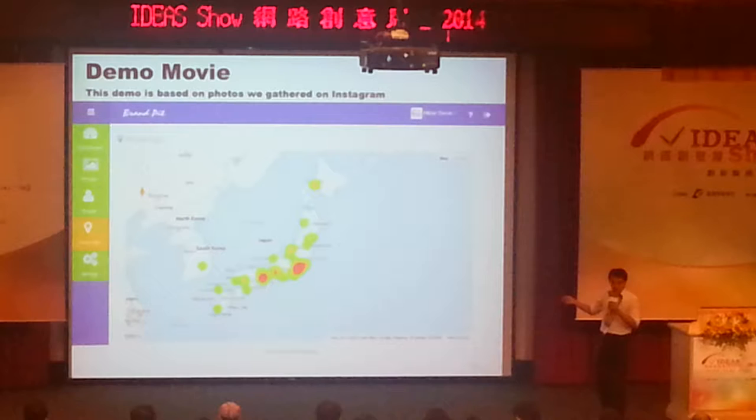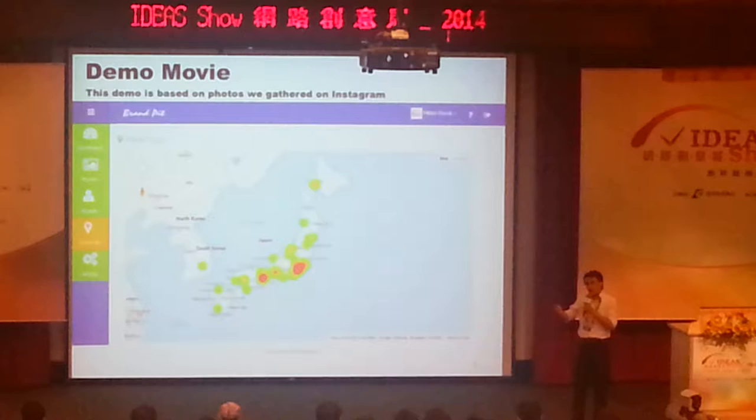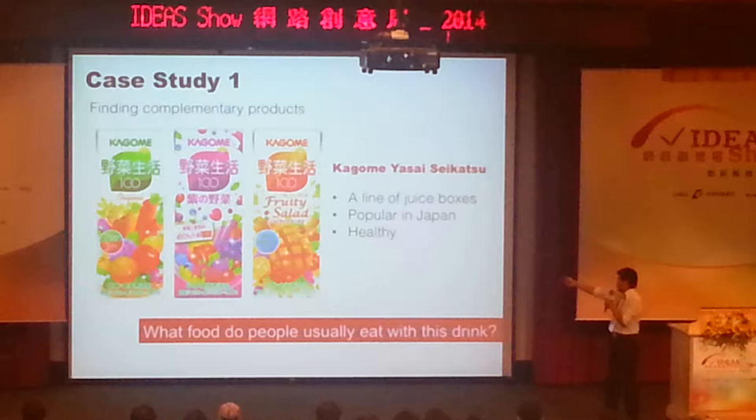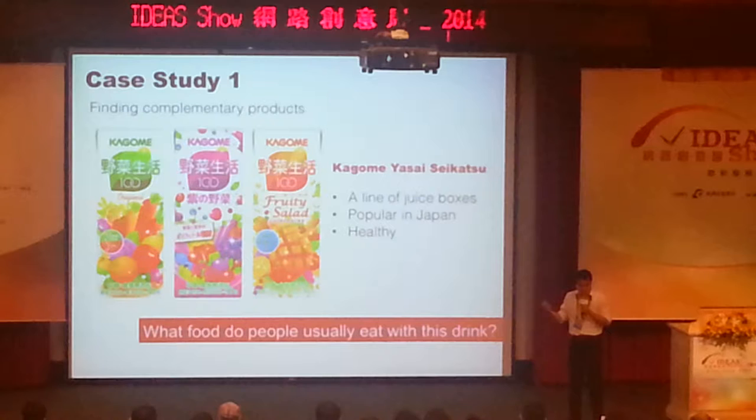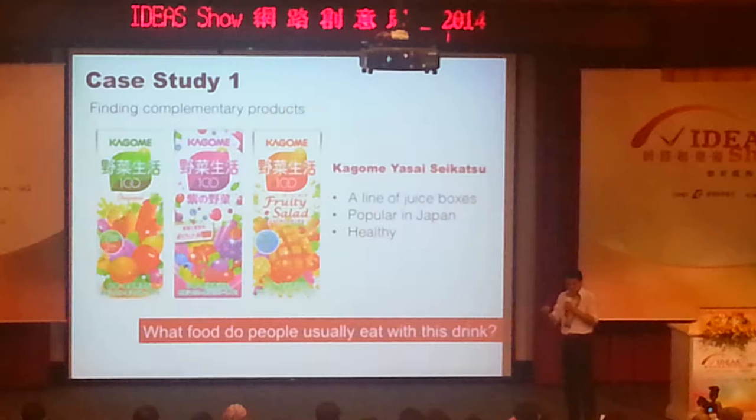So now you know how it works, but exactly what will you do with this? So let's look at some case study. I have here a juice that is quite popular in Japan. The product manager would know that because it's a juice, people usually eat something together with the drink, right? So exactly what product or what food are your customers eating together with this juice?